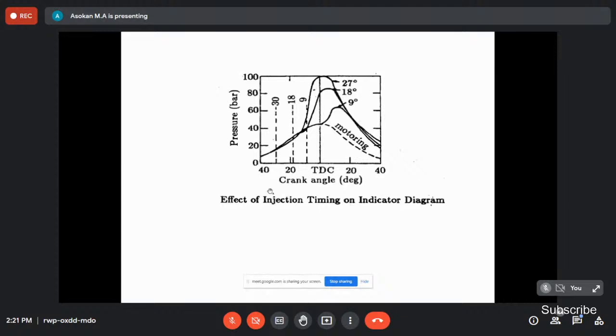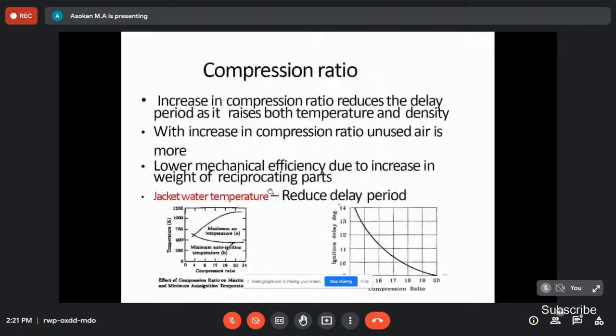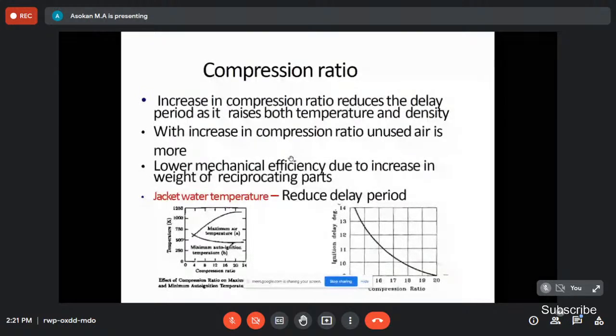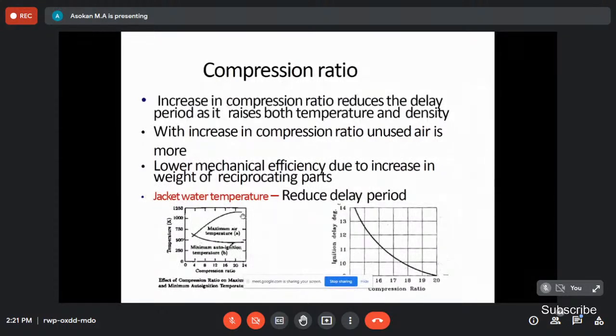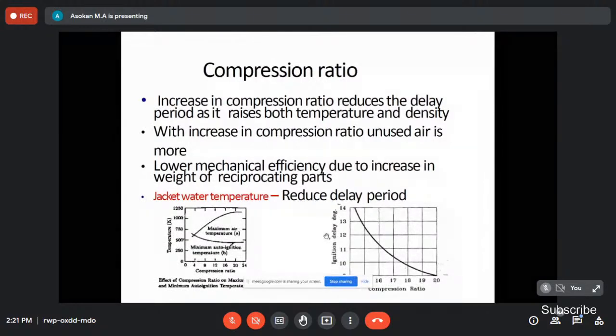And also this is a compression ratio. Increasing the compression ratio reduces the delay period. See this graph, compression ratio versus temperature. This is the minimum auto ignition temperature and the maximum air temperature. So as we increase the compression ratio, the minimum temperature is around 500 Kelvin and the maximum temperature is 1000 Kelvin. And the ignition delay decreases as we increase the compression ratio.